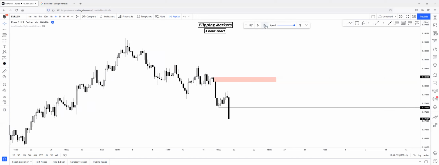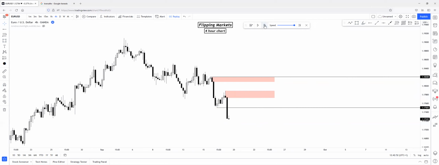Let's see what happens. Okay, as you can see, price created another inefficient movement to the downside and broke structure. So this means we have another supply zone, which is up here. Okay, let's play price.